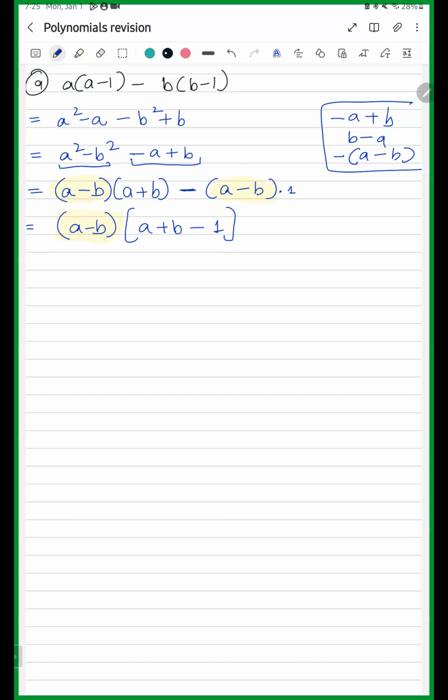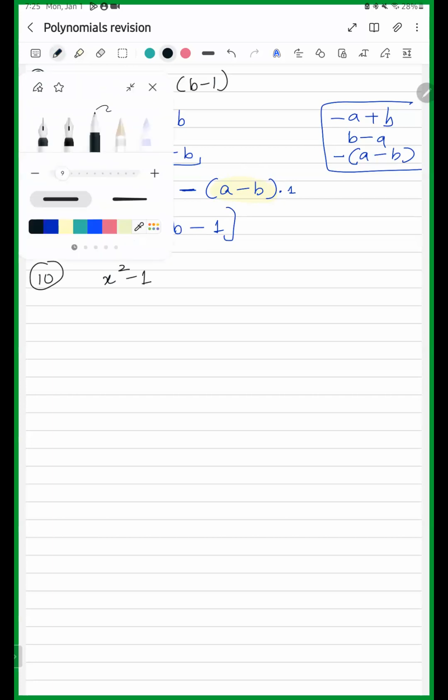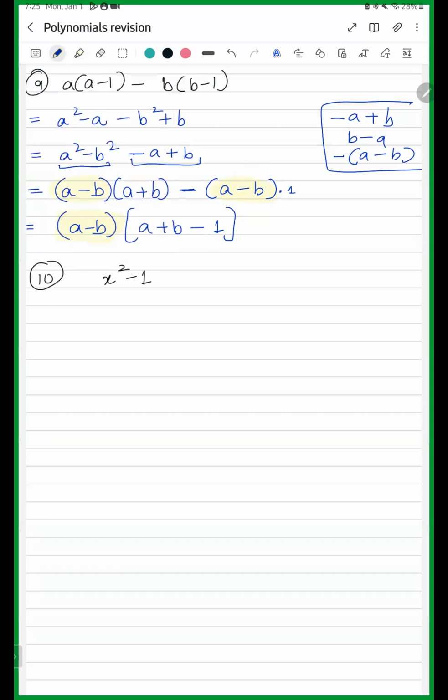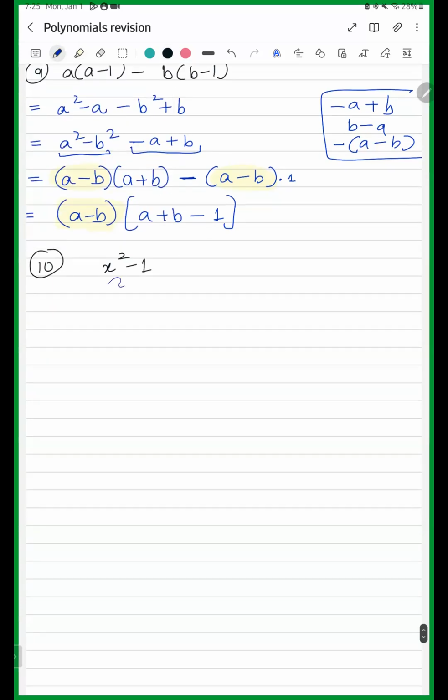Now let me give you an easy one. Let's say if you have x square minus 1, how are you going to factorize this? You're going to quickly say 1 can be written as 1 square. So you can write this as x square minus 1 square. And this can be written as a square minus b square, right? So a minus b into a plus b.